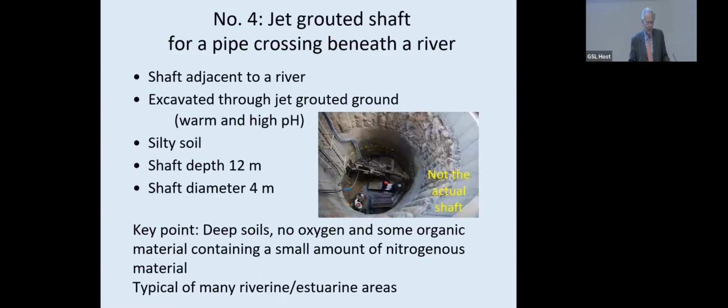So let's look at where we might meet nitrogen in the ground. A shaft, I've had this problem a couple of times, or 3 times actually. A shaft adjacent to a river, excavated through jet-grouted ground. One of those special occasions where we do change the pH of the ground because of the high pH of cement. It's a silty soil, shaft depth 12 meters, shaft diameter 4 meters. Deep soil, no oxygen, there's nothing that generates oxygen in the ground. Some organic material, a small amount of nitrogenous material, and you could say it's just a typical average riverine, estuarine, muddy material.